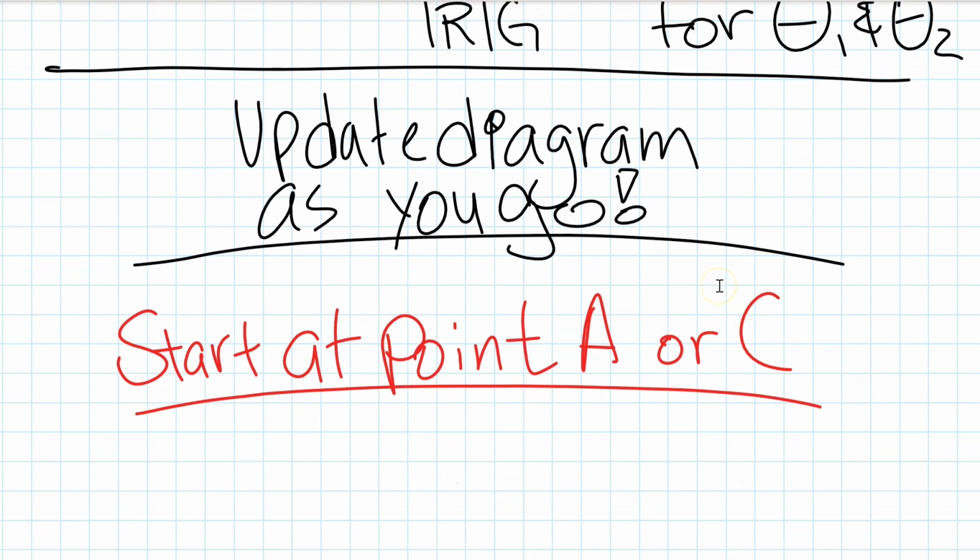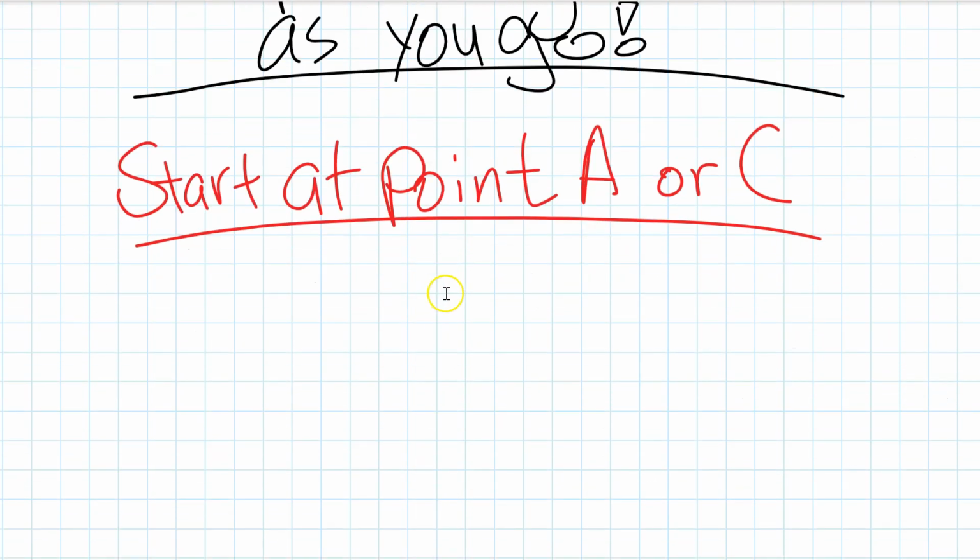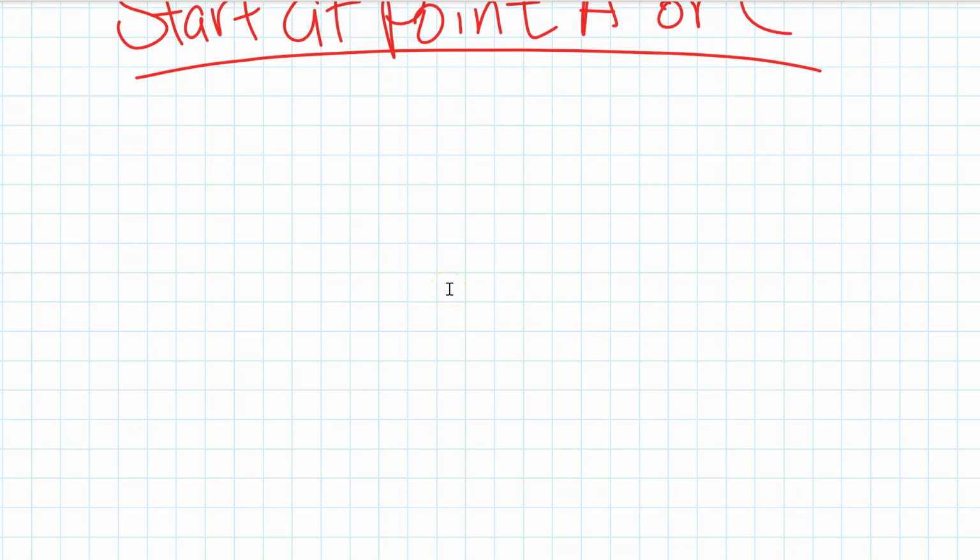One of the things you want to do as you proceed is update your diagram as you go. We're going to start at either point A or point C because those are the places where we know the most information. So let's begin at point A in the Y direction. We're going to assume that everything is in tension starting at point A. So I'm just going to write A, and we're going to look at the sum of the forces in Y.